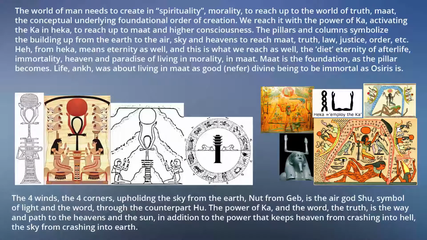On top of that, the Ankh cross, the Ankh, the air, the breath of life, what gives life, Shu, air, life. The arms of the Ka, again, the power, the strength to reach that life, to reach that truer self. The sun, the life, the light of truth. All that symbolism, all going upwards. To higher consciousness, activating our Ka to reach that higher consciousness. So the pillars and columns symbolize the building up from the earth to the air, sky and heavens to reach Ma'at, truth, law, justice, order, etc.